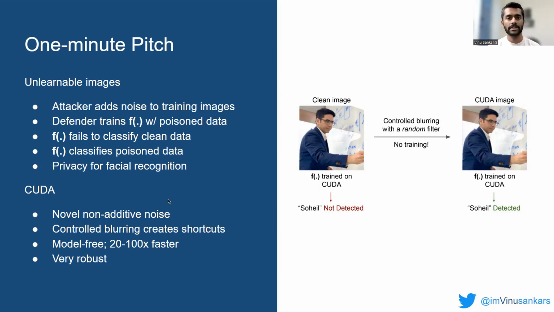We introduce CUDA, which adds novel non-additive noises via convolutional blurring for unlearnability. CUDA is more robust and faster when compared to the previous methods.